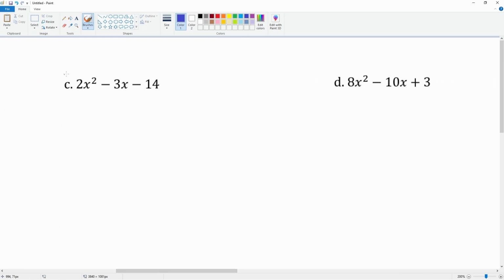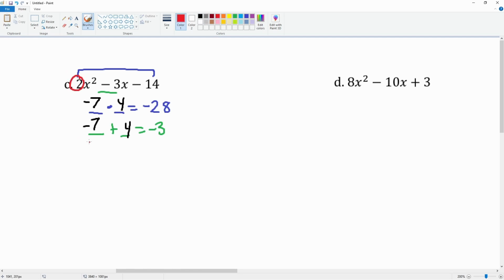C, let's do this. 2 times negative 14, so we're trying to find two numbers that multiply to make negative 28 that add up to that middle number of negative 3. Those numbers would look like 7 and 4, and the negative is on the 7. Negative 7 times 4 is negative 28. Negative 7 plus 4 is negative 3.